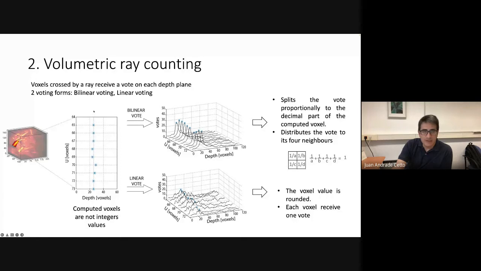So this is the second step of the mapping part. This is volumetric ray counting. And in this case, we use two different ways of voting for the events that counted for each of the different rays. We have on the one hand bilinear voting and on the other hand linear voting.